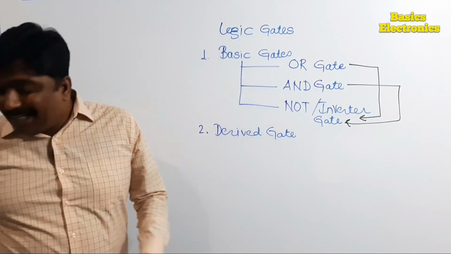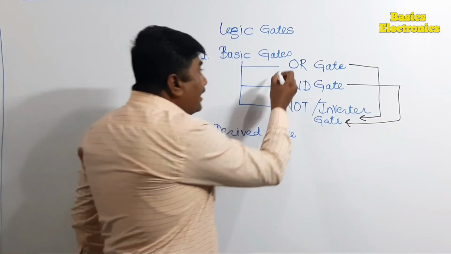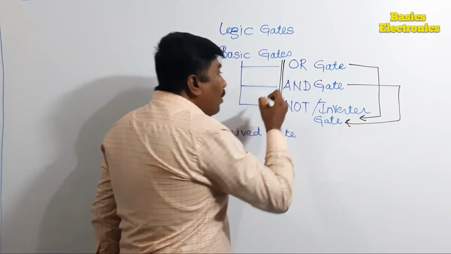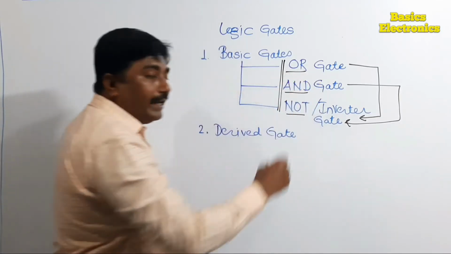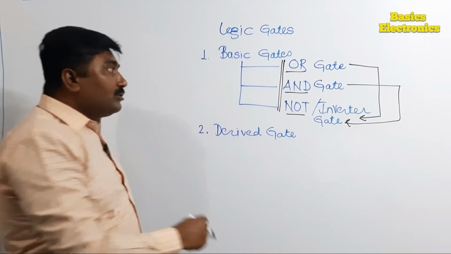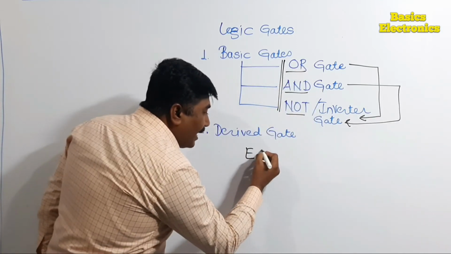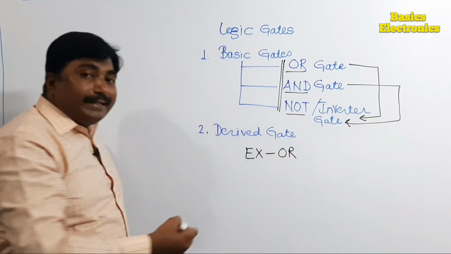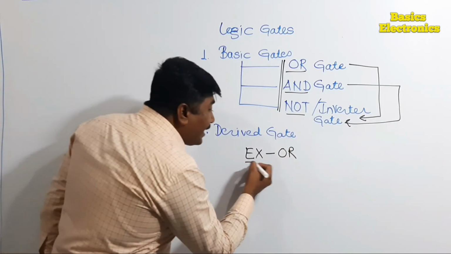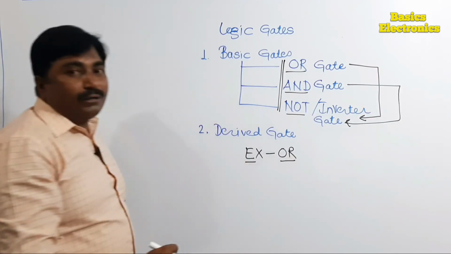One more derived gate is there. When we use all three gates together, the OR gate, AND gate and NOT gate, that gate we call the exclusive OR gate. We read it as the XOR gate, exclusive OR gate.